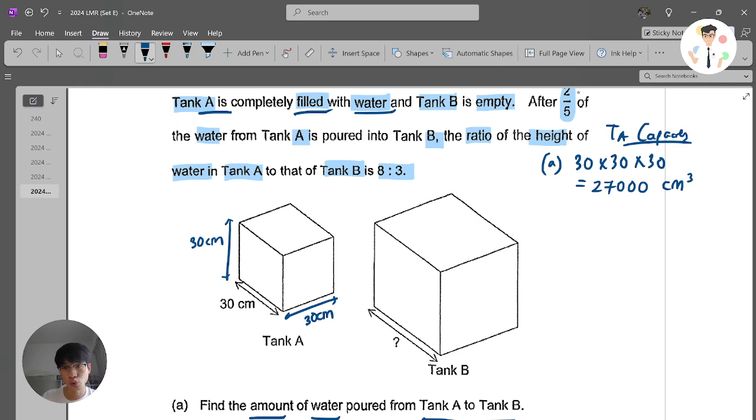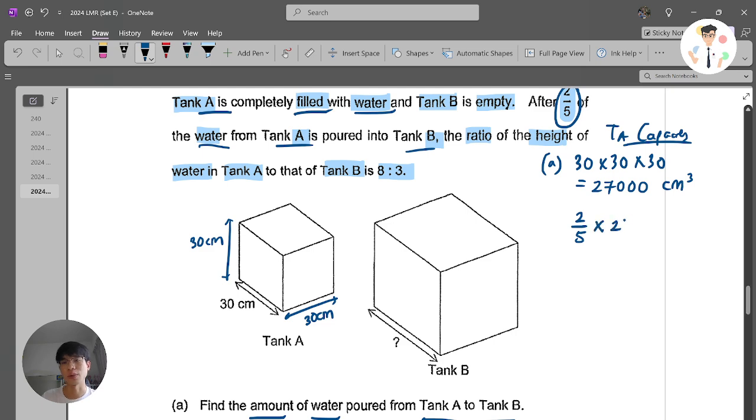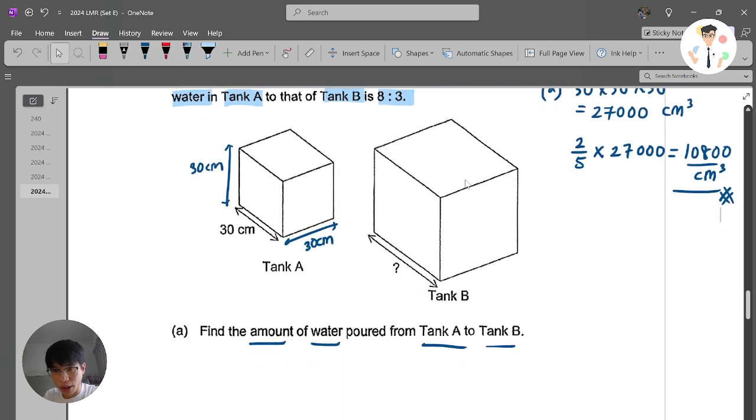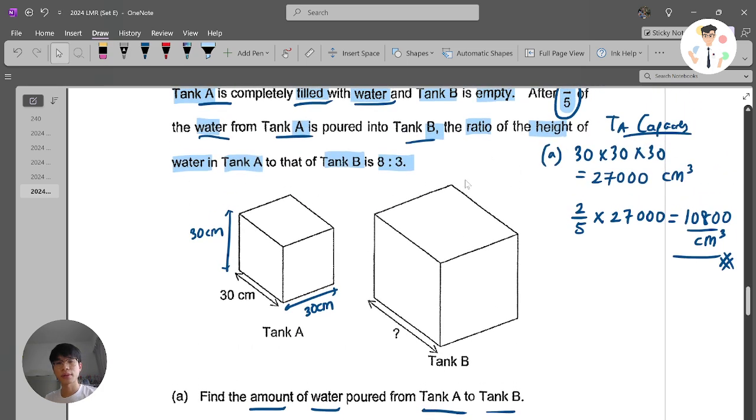And I pour 2/5 of the water from A to B. So the amount I pour inside is 2/5 of 27,000. Just press on your calculator and you should get 10,800 cm cubed. Yes, that's all. That is the answer for question number A. It's very simple, that's why I think it's 1 mark only. Now let's look at question B.